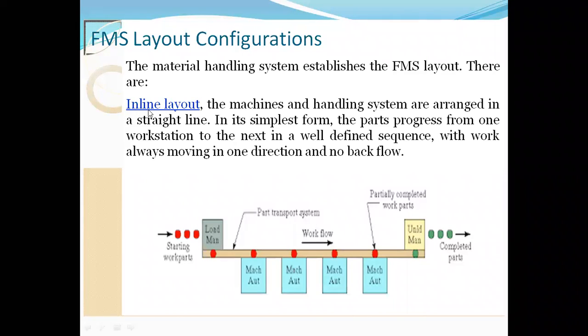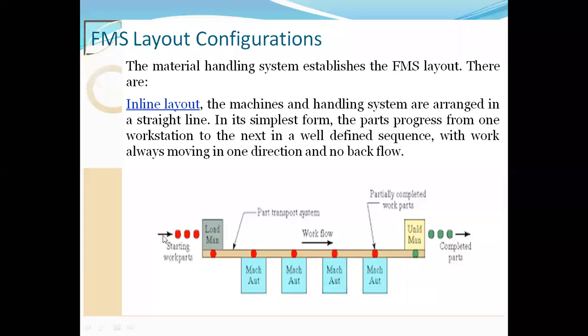The first one is inline layout. Inline layout means, you can see the diagram, you have to draw this diagram and explain. It is a very simple layout where the machining stations or workstations will be kept one beside the other in a straight line fashion. You can see this is one machining station, the second, third, fourth. At one end there will be a loading station, and at the other end there will be an unloading station.